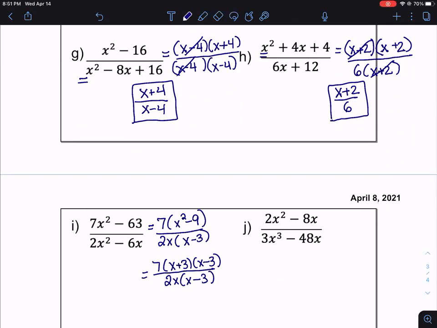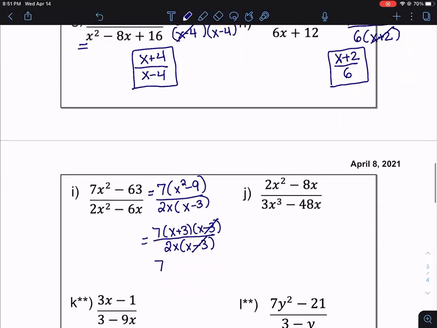The 7 and the 2x are monomials, but they will not reduce. The x plus 3 on top doesn't have one on the bottom, but the x minus 3's cancel, and so we're left with 7 times x plus 3 over 2x. Now, people always ask me, do I need to distribute the 7 or can I leave it alone? My answer is leave it. Know that you could distribute, but it is not necessary.